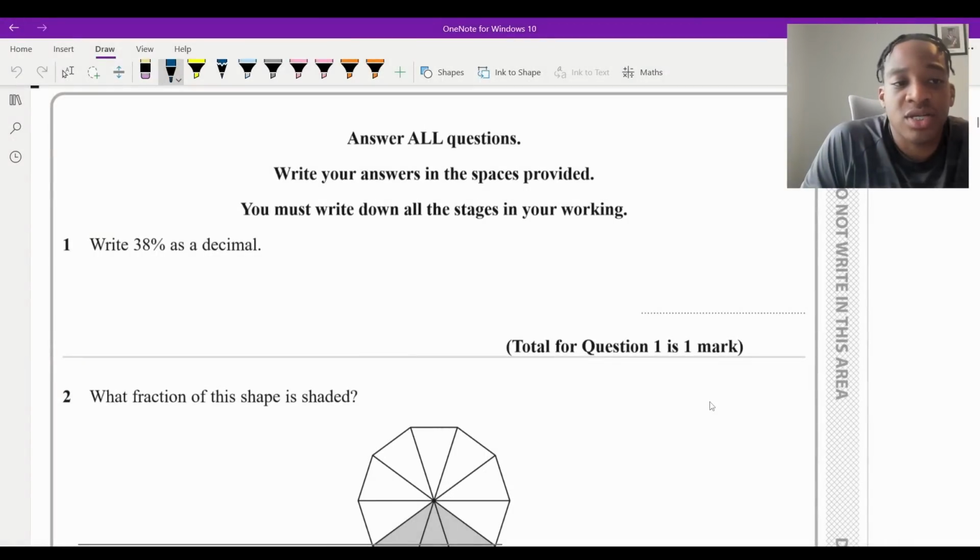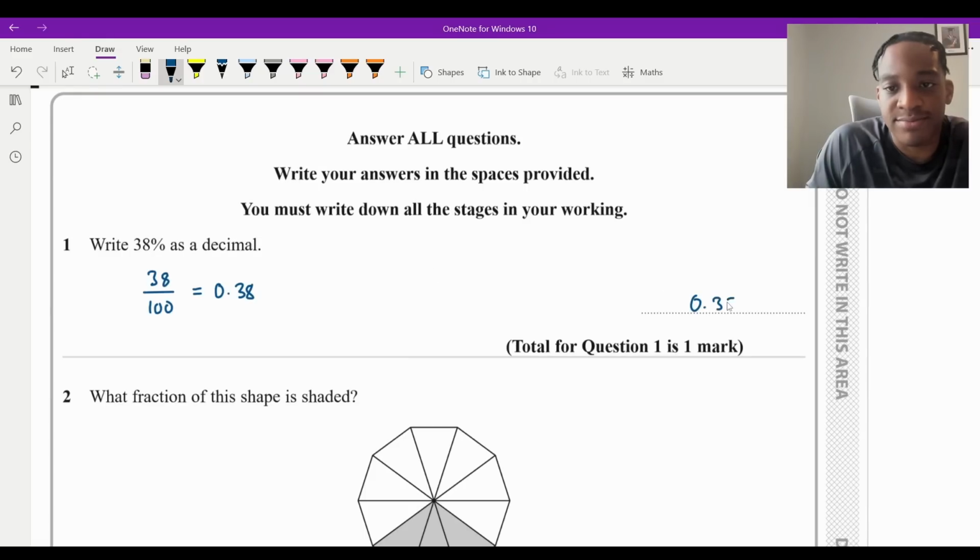Okay, so question one says we need to write 38% as a decimal for 1 mark. Now remember, to write a percentage as a decimal, you need to write it as a fraction first. 38% is just the same as 38 divided by 100. And if I divide this by 100, that means I'm going to move the decimal place 2 units to the left, which should give me 0.38. So the answer is 0.38 for this one.